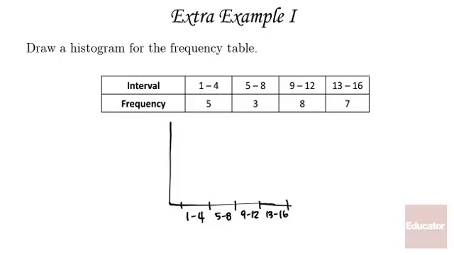Look, the biggest number is 8, right? So then I know I have to show up to 8 on this part right here. So it'll be 1, 2, 3, 4, 5, 6, 7, 8. So this is 8. Okay, so 1 through 4, the frequency is 5. So I'm going to go all the way up to 5.